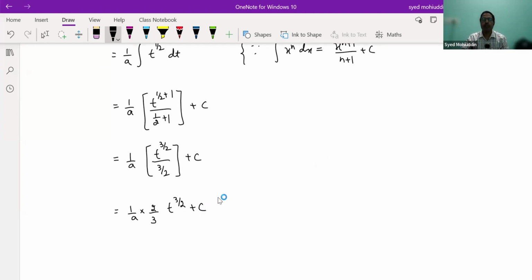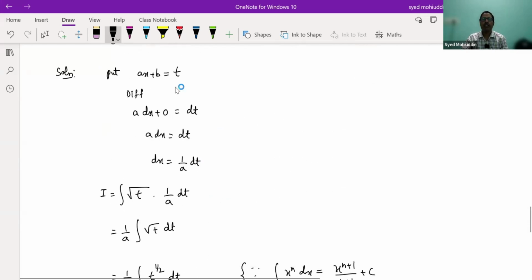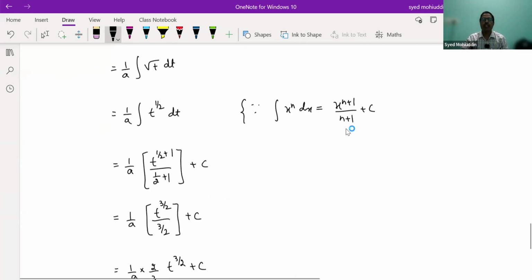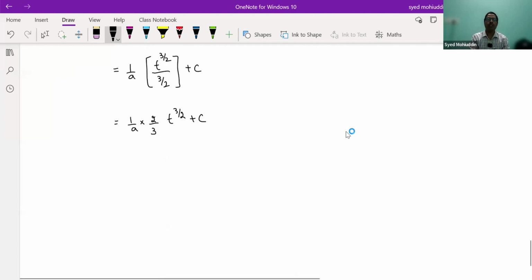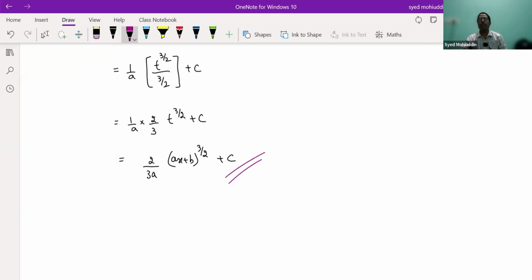But what is the value of t I had taken? T value I had taken as ax plus b. So plug in that value back there as ax plus b. So this t will be ax plus b to the power of what? To the power of 3 by 2. And here this 2 times of 1 will be 2 divided by 3 into a will be 3a plus the constant of integration c. So that will be the required solution.